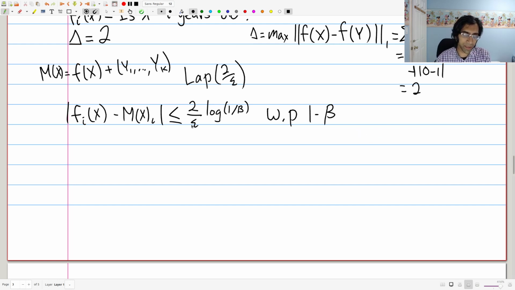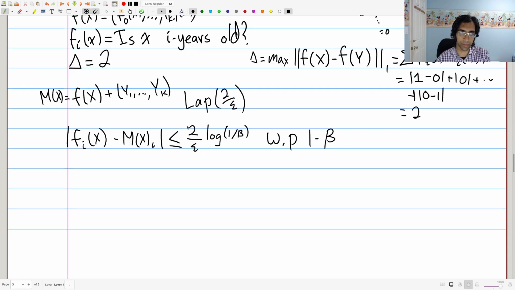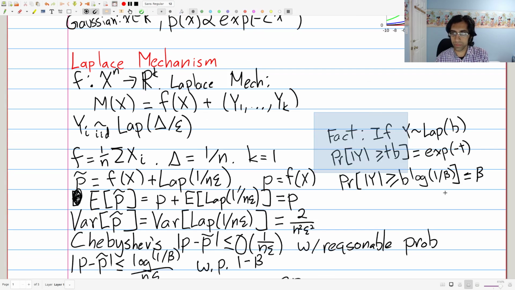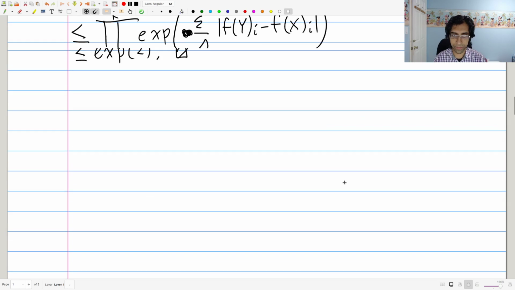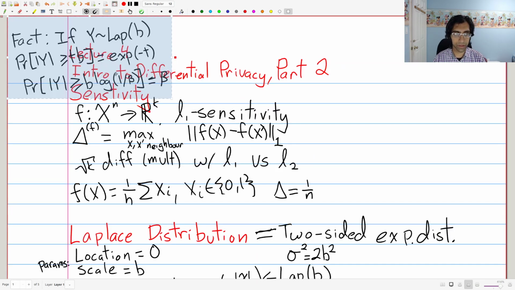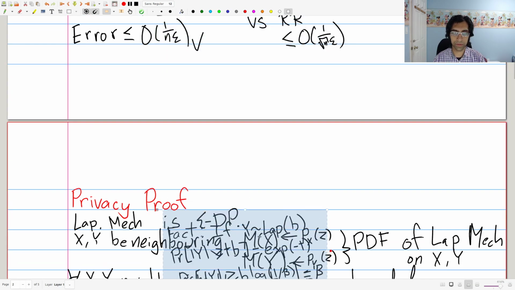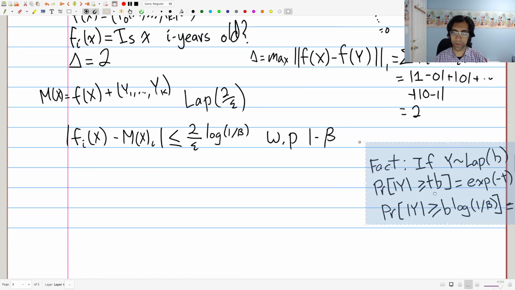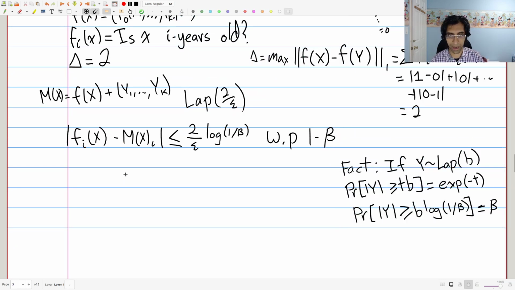Okay, so now that's nice, but let me show you something even stronger. What if we want to bound the error in all of these simultaneously? We can actually write a slightly different tail bound. This is just using the fact that we showed before. Let me bring that up again. So this was our tail bound, and this is what we applied right here. We just said that the error that we incur here is going to be 2 over epsilon times log 1 over beta with probability 1 minus beta.